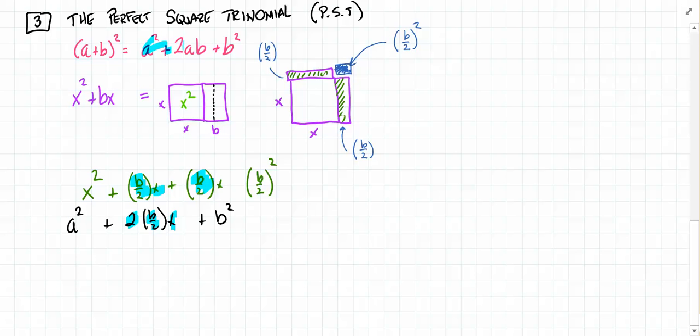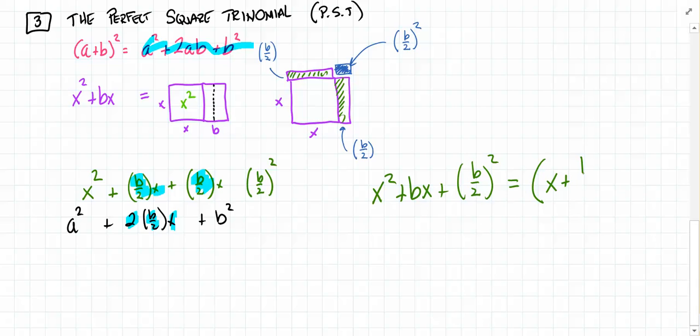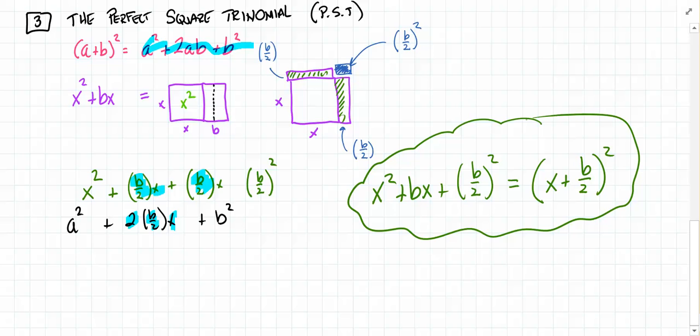So this is exactly what this is saying up here. Therefore, in the entire big scheme of things, here's what we're trying to say. We're trying to say that x squared plus bx plus b over 2 squared is the same thing as x plus b over 2, quantity squared. That's what we're trying to get at. That's what we're trying to show, and this is the geometric proof for it.